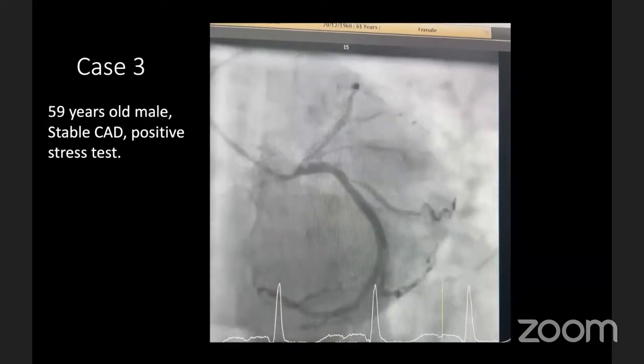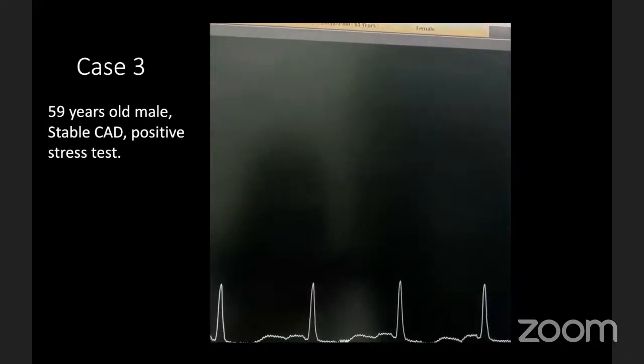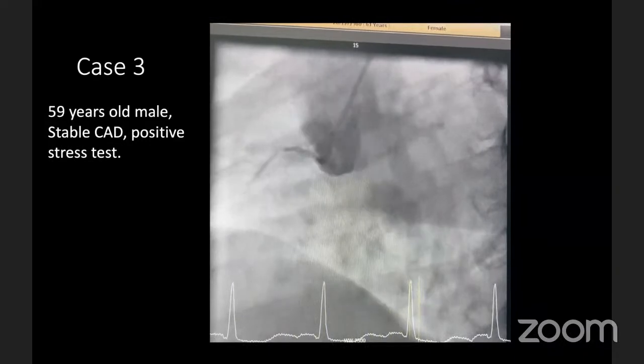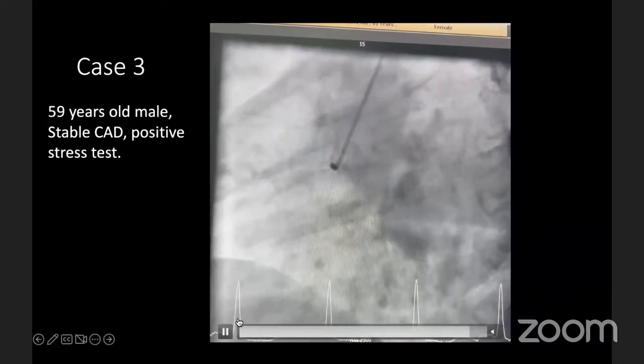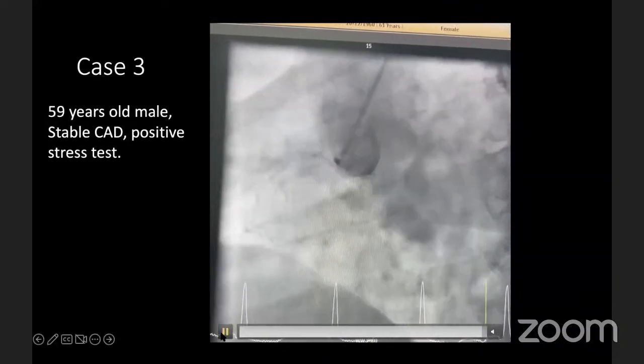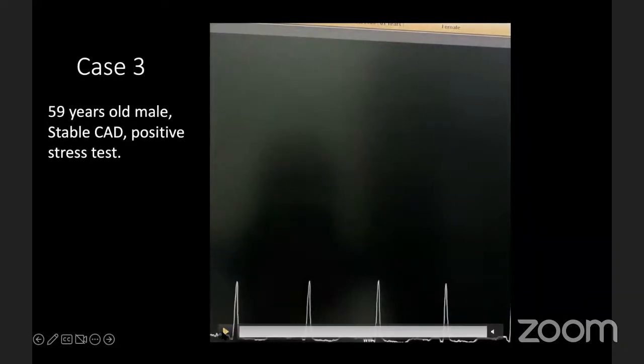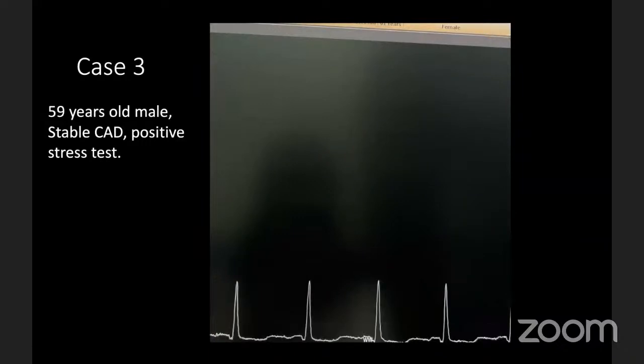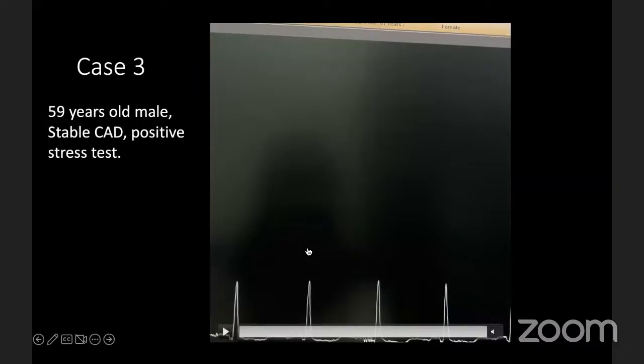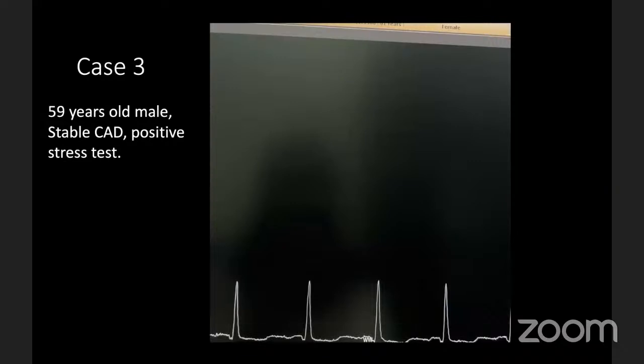Okay, this is all. I cannot see the right shot. You'll see it now. Okay. That's it. You want me to repeat it or can you summarize your findings? I think the right is totally occluded from this shot, and he has proximal LAD with LCX disease, so triple vessel disease.